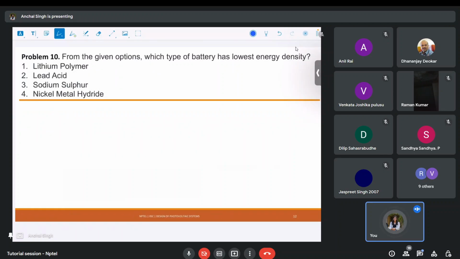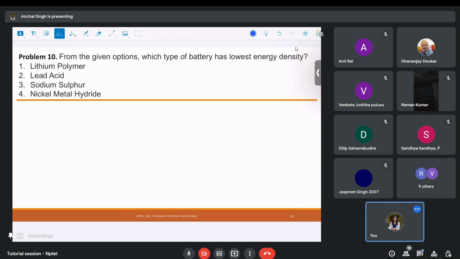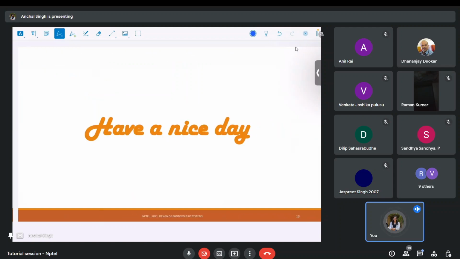And in the last question, from the given options, which type of battery has the lowest energy density? Lead acid. We have seen this in the table that was given. We have figures also. Lead acid has the lowest and lithium polymer has the highest energy density. So this was a simple assignment.